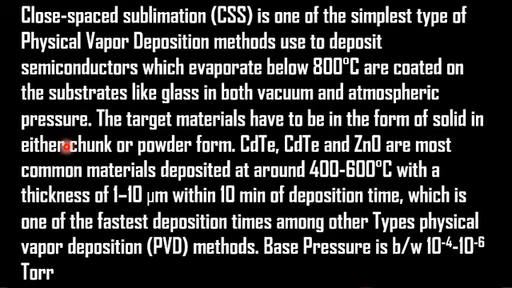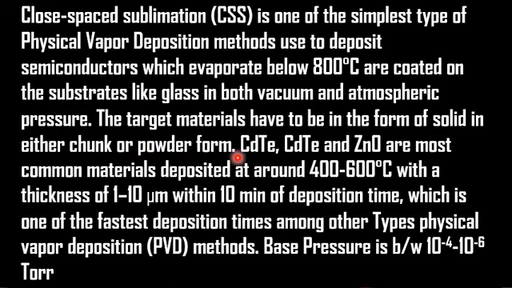Dear student, please note that the target material, which is known as a source material or also known as a precursor material in closed space sublimation, usually exists in the form of a solid, and that solid will be in the form of a chunk or in the form of powder. Usually in industries and labs, researchers prefer to use the powder material, and they evaporate the powder material in closed space sublimation systems.